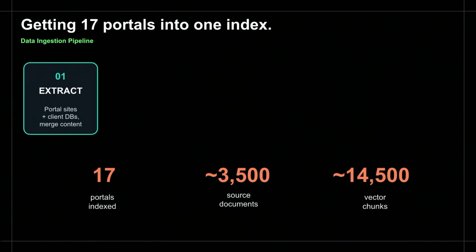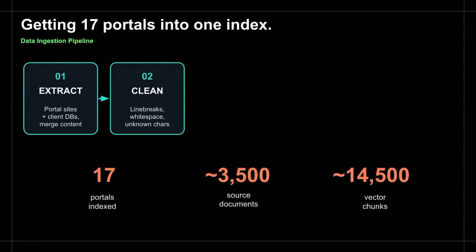So how does the data actually get in? We have the first step where we extract the information from portal websites and client databases. As I mentioned before, we have 17 portals with different schemas, different conventions, and the consolidation alone took a lot of time. Then we do a pretty classical step like cleaning. We remove all of the line breaks, white spaces, and weird Unicode characters that were from the old legacy content. And this is a step that nobody talks about, but still everyone has to do.